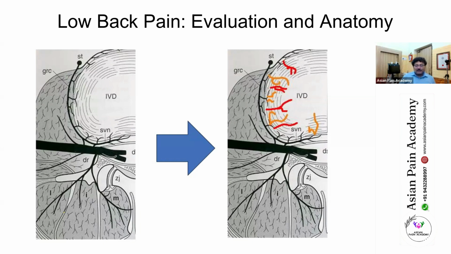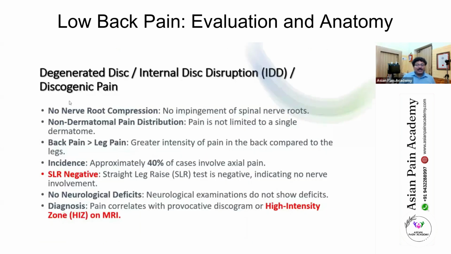So what will happen? The patient usually complains of pain whenever there is an increase in pressure, though there is no compression over the nerve root. You have seen there is no impingement on the nerve roots. The pain distribution pattern is non-dermatomal. In radiculopathy, as it is compressing the root, it should be dermatomal. But here it should be a non-dermatomal distribution of the back pain.